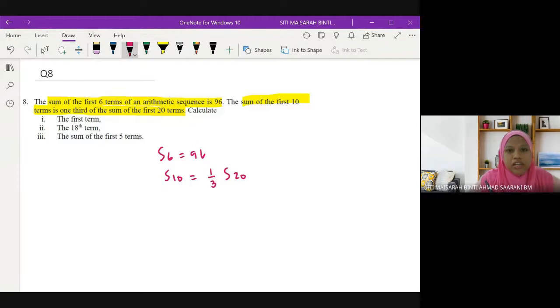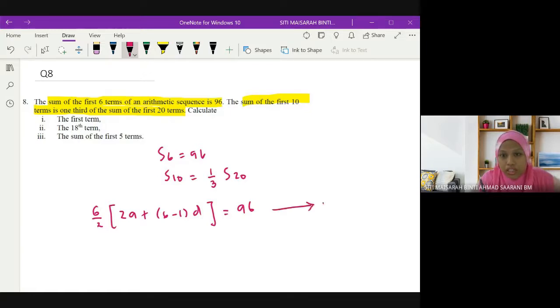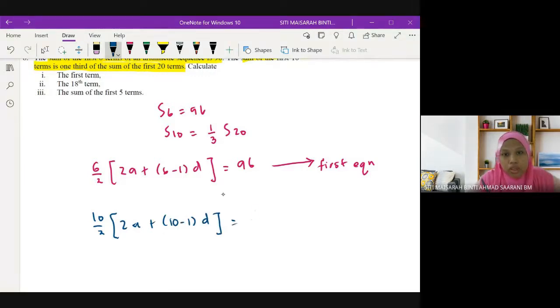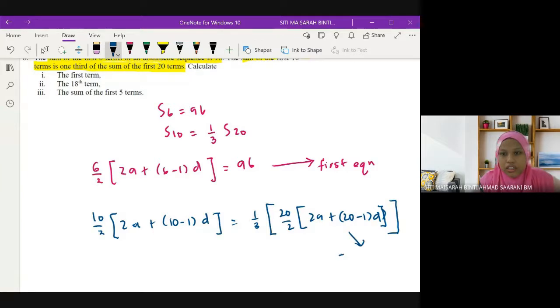Okay, so jadi yang S6 ni awak kena ganti dekat formula Sn. Dia akan jadi 6/2 (2A plus 6 minus 1 d) equals to 96. Ni awak akan dapat first equation. And then yang S10 ni pun samalah, awak gantikan, dia akan dapat 10/2 (2A plus 10 minus 1) multiply d equals to 1/3 multiply 20/2 (2A plus 20 minus 1) d. Okay, so then kat sini awak akan dapat second equation. Dah dapat dua equation ni, awak akan solve, dia akan dapat A dengan d. Bila dah dapat A dengan d, boleh jawab soalan 2 dan soalan 3.